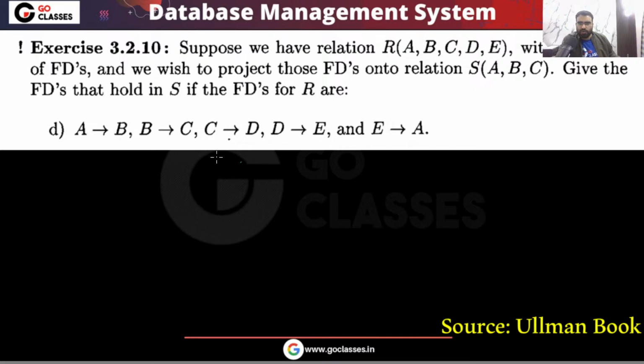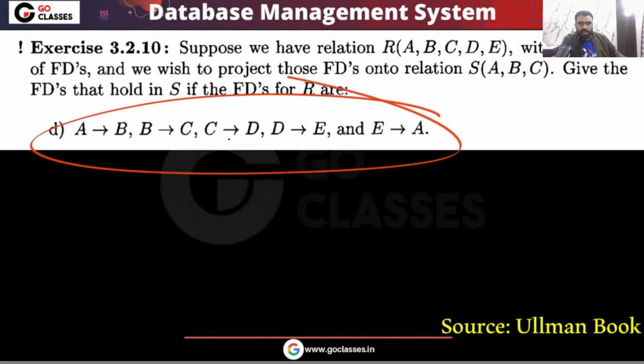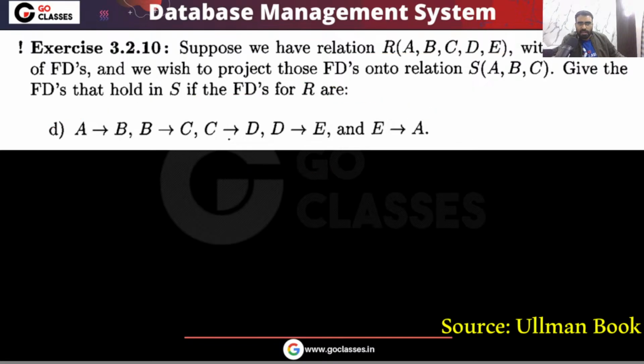Let's solve this question from the Ullman book. These functional dependencies hold on the relation R. We want to find out which functional dependencies hold on the relation S. Among these attributes ABC, which functional dependencies will hold? Okay, so you can see this S. These are the attributes ABC. So let's find out. A step-by-step procedure is there.